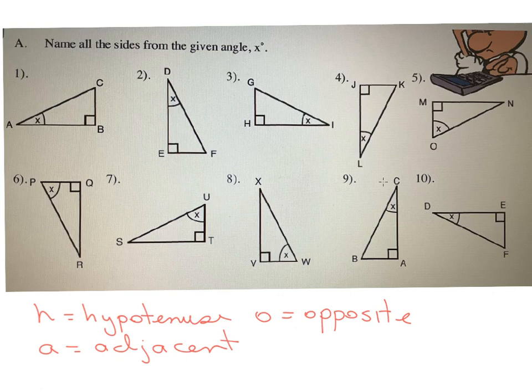Right, instead of using the full words, we're going to use H for hypotenuse, O for opposite, and A for adjacent. Right, pause the video, go try do it. Once you've done it, mark it. If you've got any wrong, go back and check. And if you're not sure why you got it wrong, give me a shout.